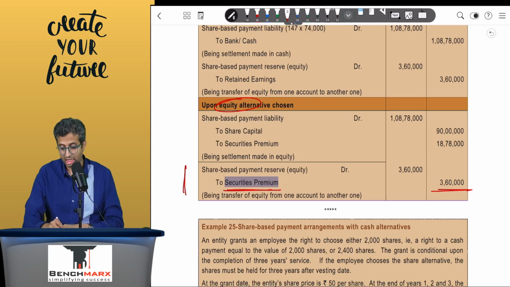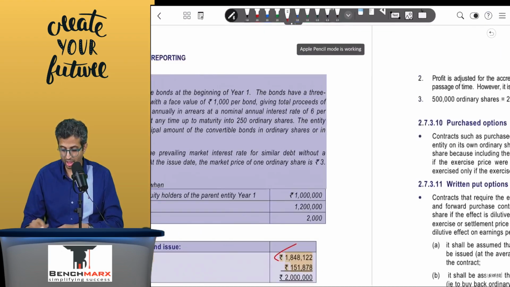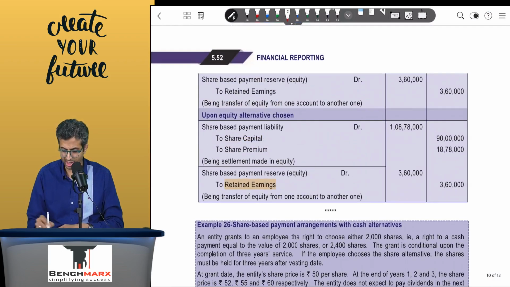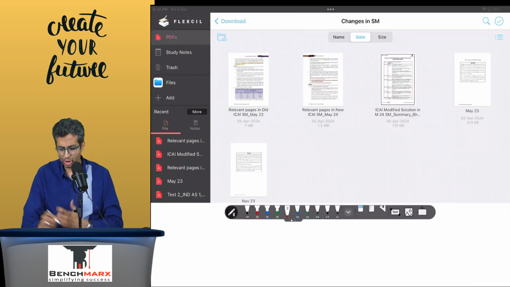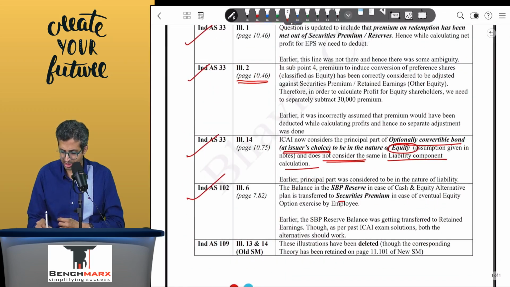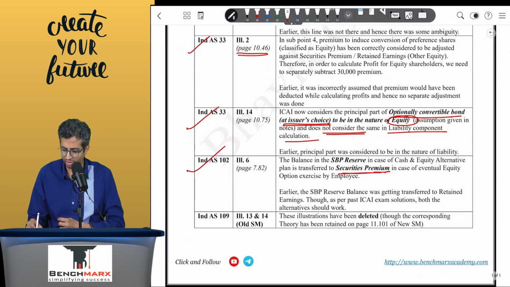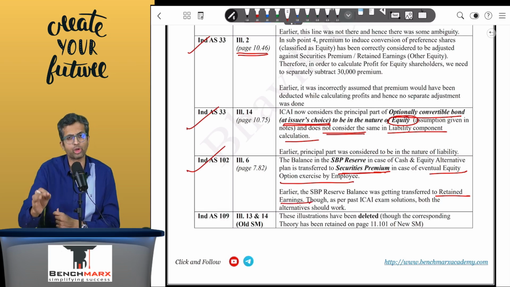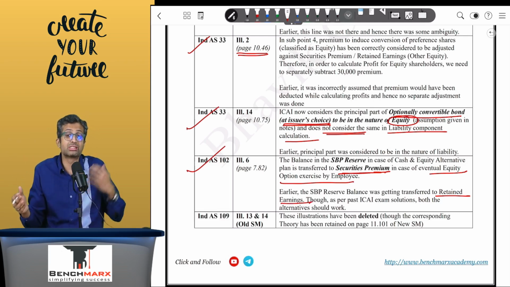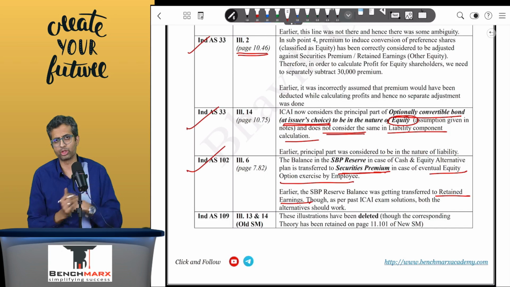The same treatment, if you see in the older material, they would have taken into the retained earnings. As you can see over here, the same 3,60,000 was taken into the retained earnings. So we have mentioned in the update that the balance in the SBP reserve is to be taken to the securities premium in case of the eventual equity option. Earlier it was getting transferred to retained earnings. Remember, if the cash option is taken, then we will still take it to retained earnings only, because this is like lapsing of the equity option.